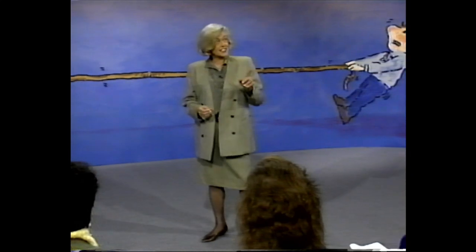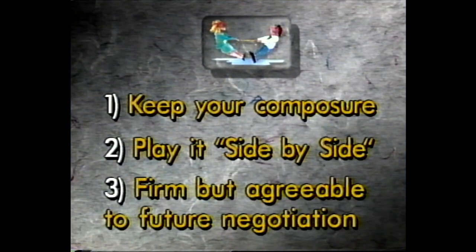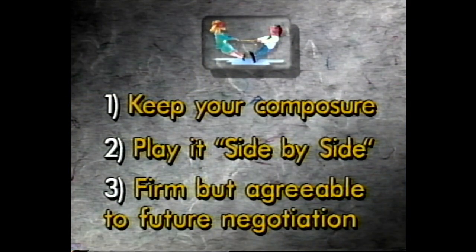And so in our next section, I will tell you how to deal with people who use contentious tactics, who really don't want to problem solve, and what the strategies are. We're going to talk about 3 strategies. Number 1, keeping your composure, how you can do that. Now, that's what you wanted to know all your life, right? Number 2, we will talk about playing it side by side. And number 3, how to let others know that you are firm, but also negotiable.